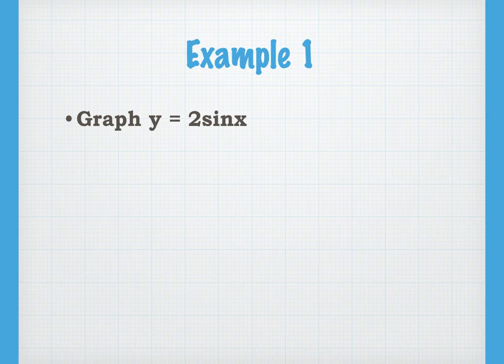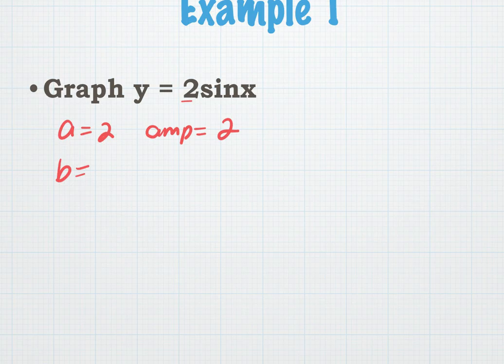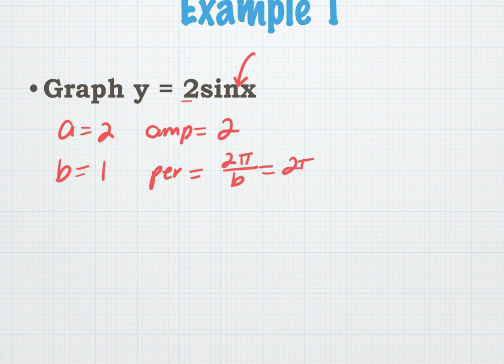All right, we're gonna start super basic. So y equals 2 sine x. So our first step is to identify the amplitude, right? What's our A? 2. A is 2, and the amplitude would be the absolute value of that, which is 2. What's our B? B is what's in between the trig function and x. 1. And then the period is 2 pi over B, which would be 2 pi over 1, which is 2 pi.